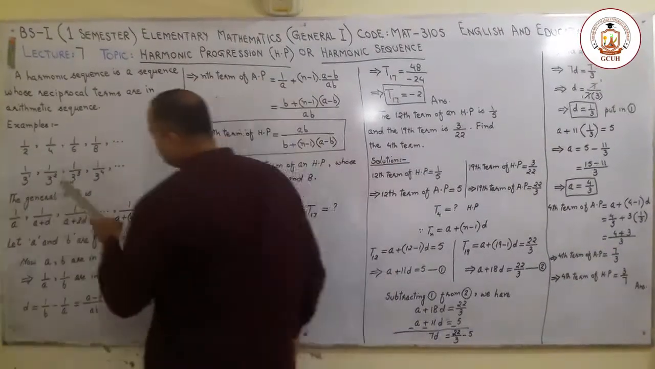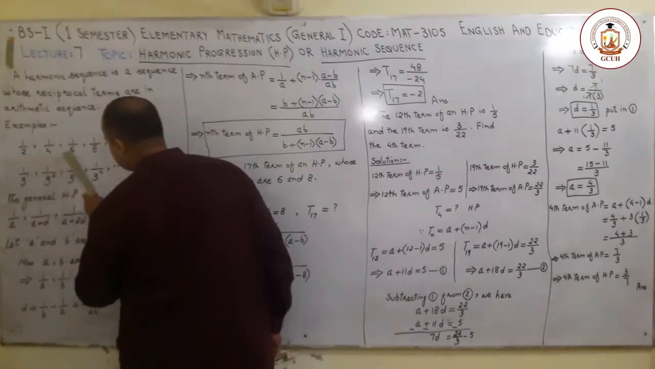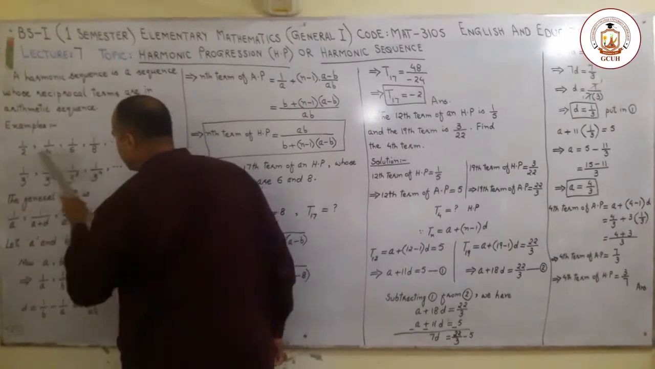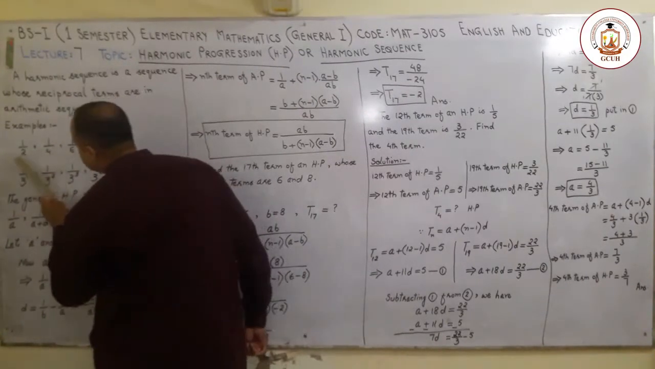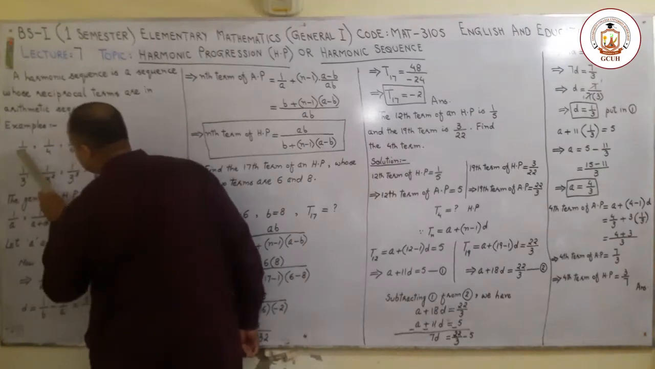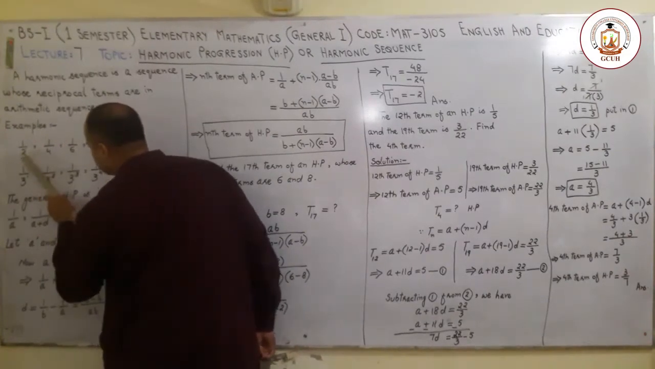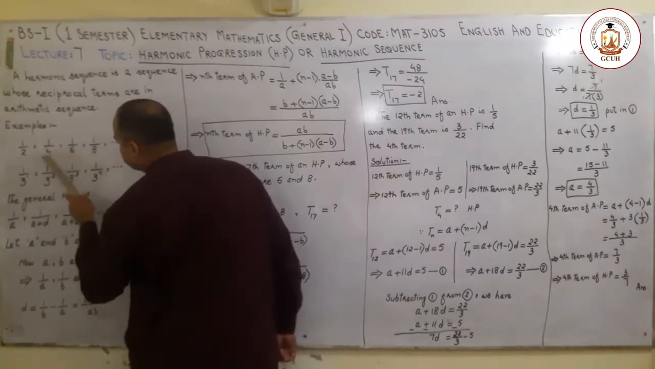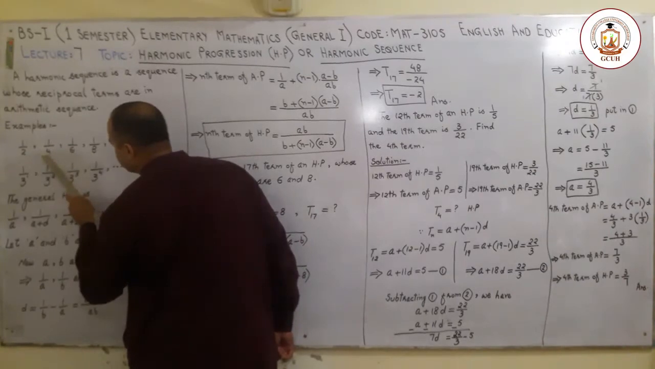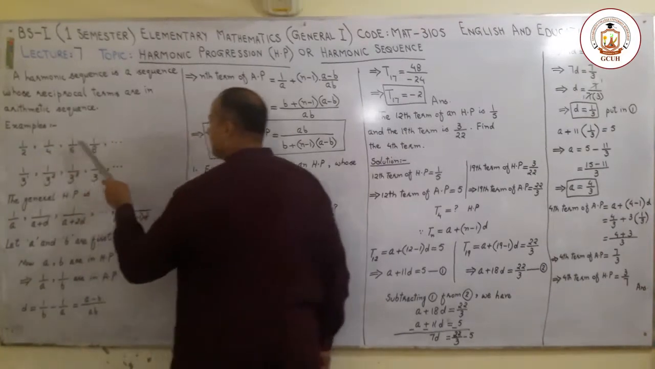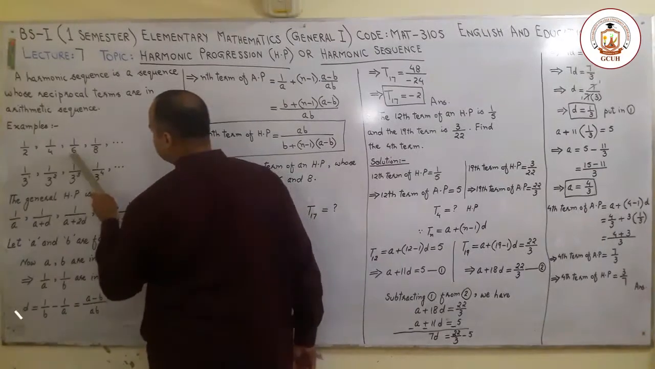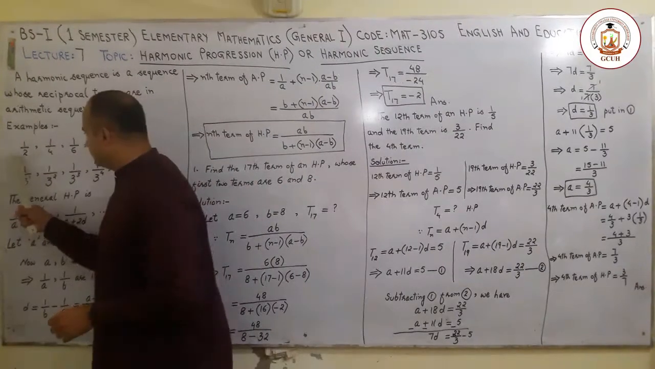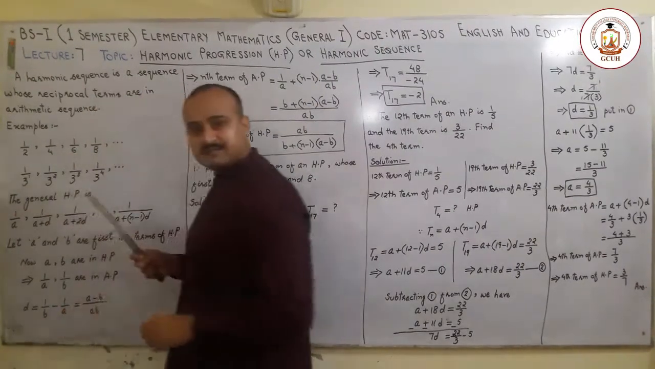Now you may notice that the denominators which are present here in each term are in arithmetic sequence. Here the denominator of first term is 2. When 2 is added to this 2, it will become 4, and then again when 2 is added to this 4, it will become 6, and again the addition of 2 with 6 gives 8. So it's now clear that the denominators are in arithmetic sequence.